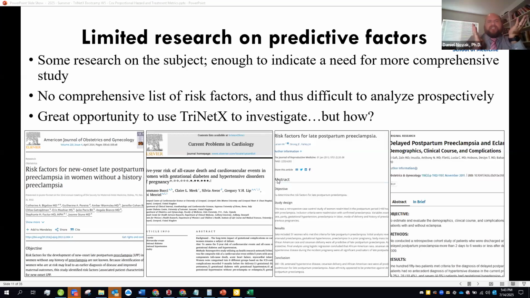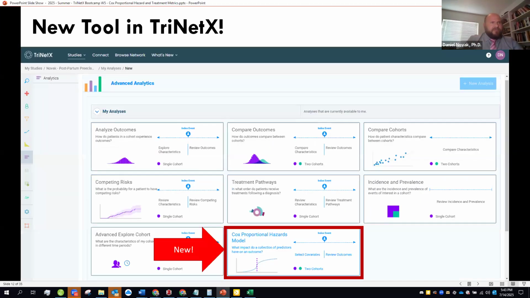But how would we do that? There's not an easy way to immediately identify what some of the risk factors are unless we individually, using the tools that we looked at last time, basically create lots of little cohorts that differ just by 1 or 2 characteristics, and it would get very complex very quickly. So we have to use a different tool to achieve our goals on this one.